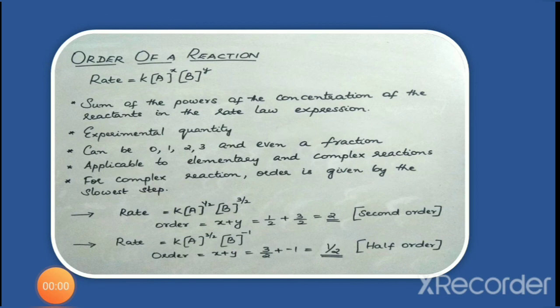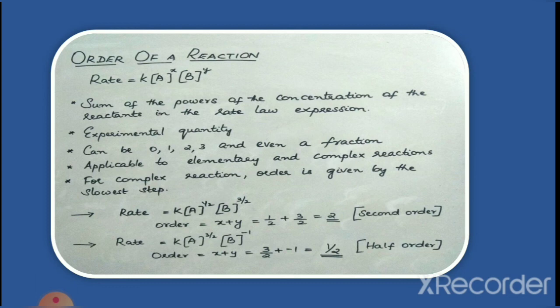For example, let the rate law expression for a reaction be given as rate is equal to rate constant k into [A]^(1/2) into [B]^(3/2). What will the order be equal to? We know that order is equal to x plus y, which is equal to 3/2 plus 1/2, that gives order as equal to 2.